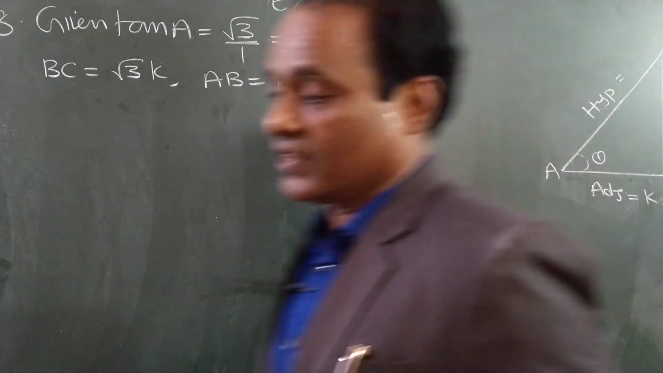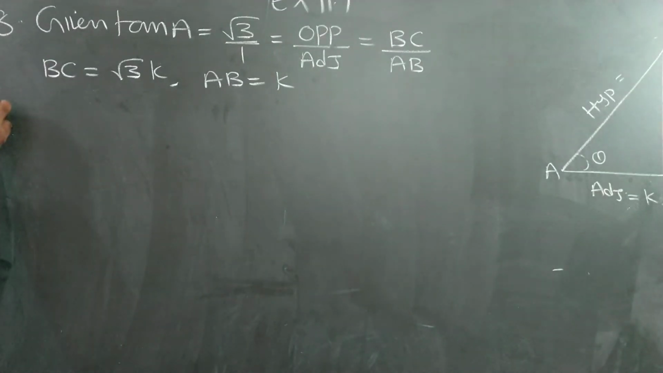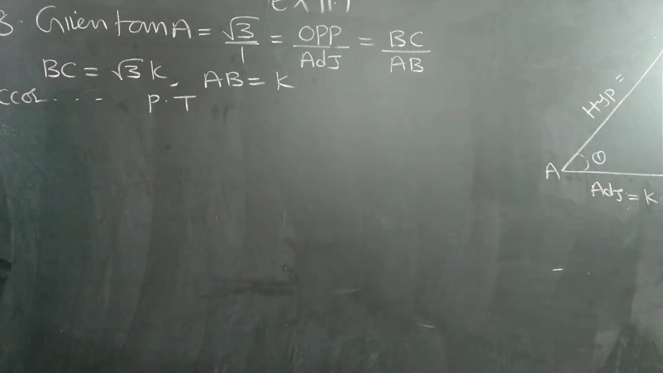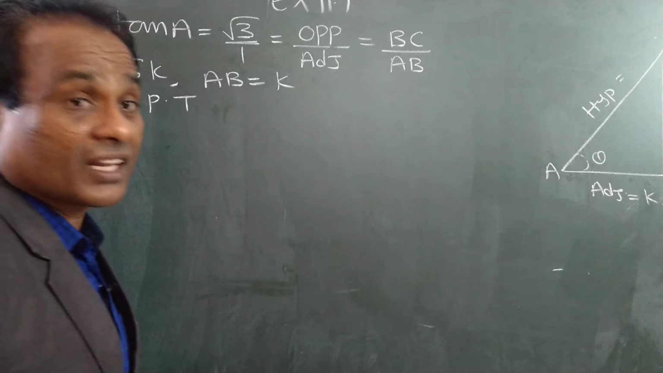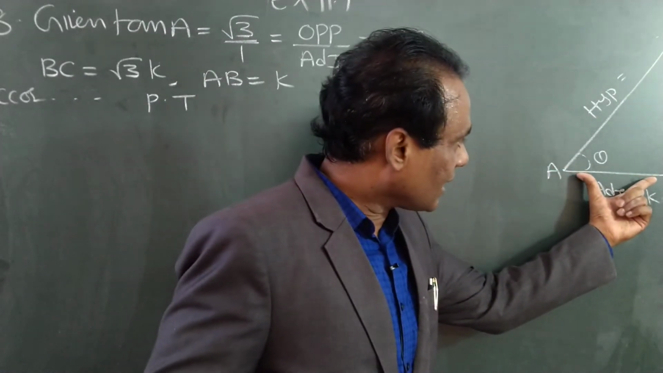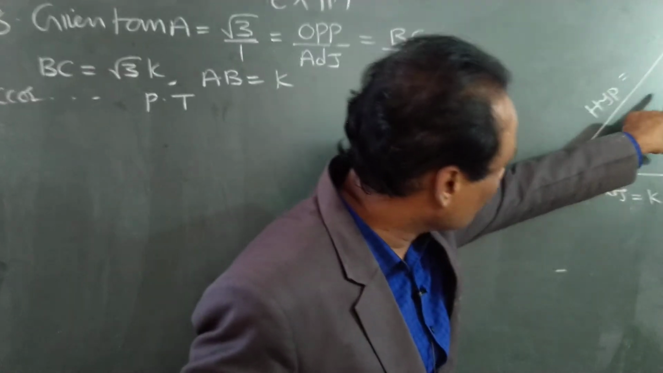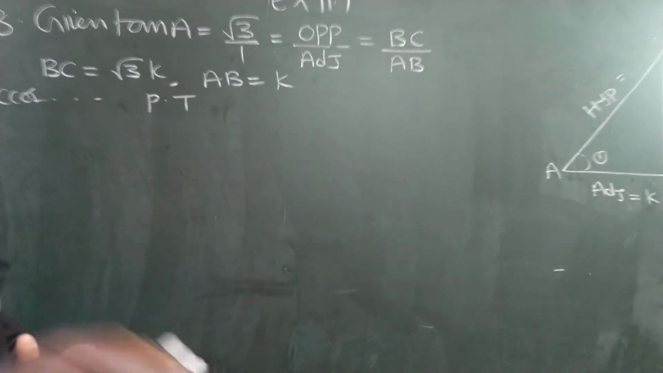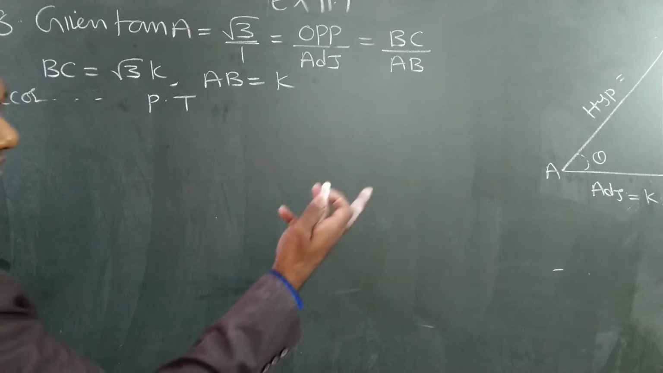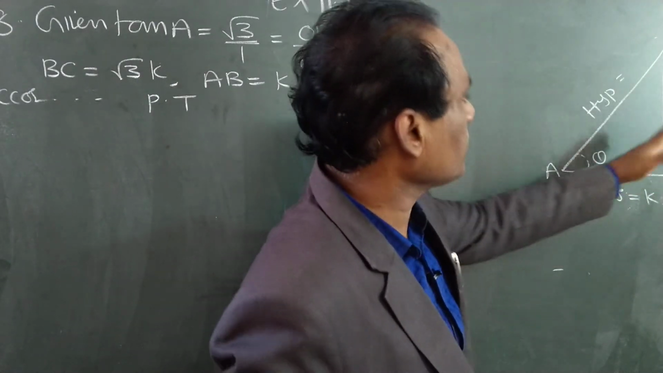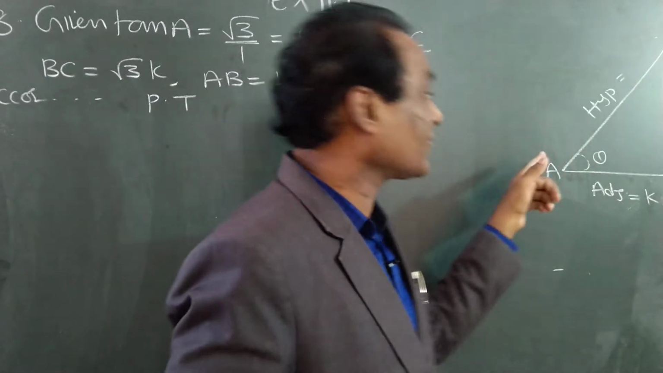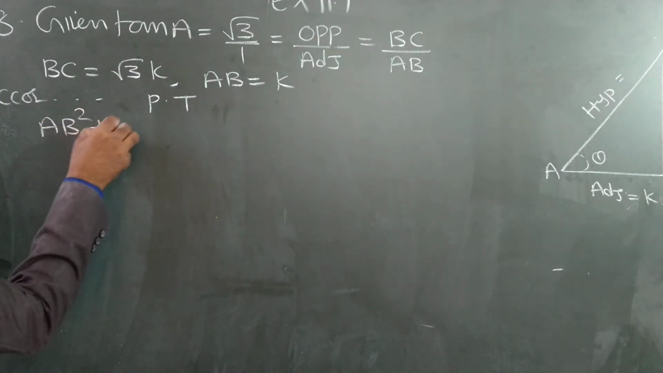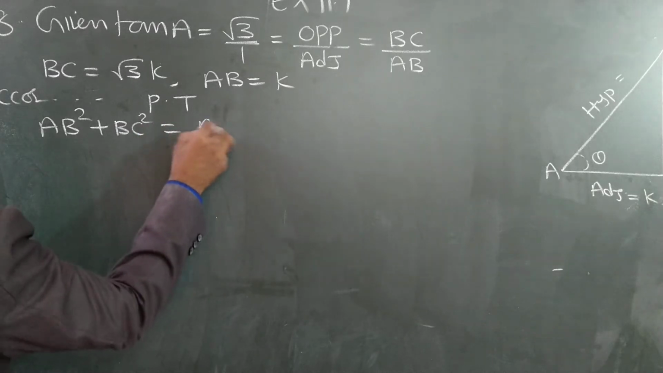According to the Pythagoras theorem, write in full, don't write in shortcut. What is the Pythagoras theorem statement? Adjacent square plus opposite square is equal to hypotenuse square. Many times we applied that formula. In other words, small side square plus small side square is equal to bigger side square. See here: AB square plus BC square is equal to AC square.